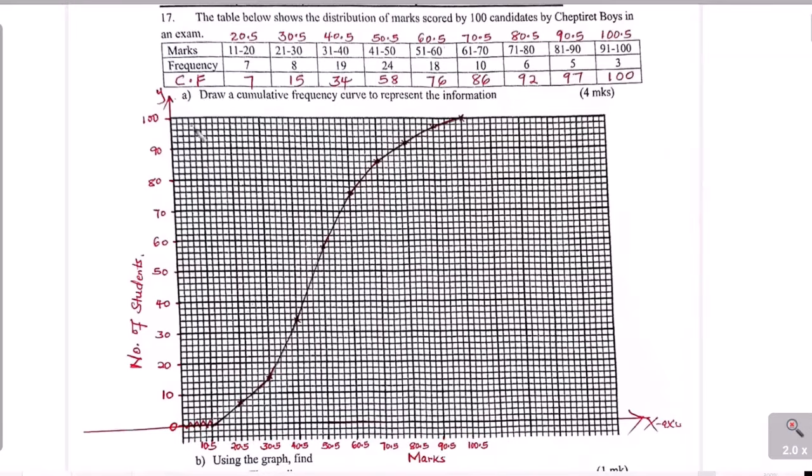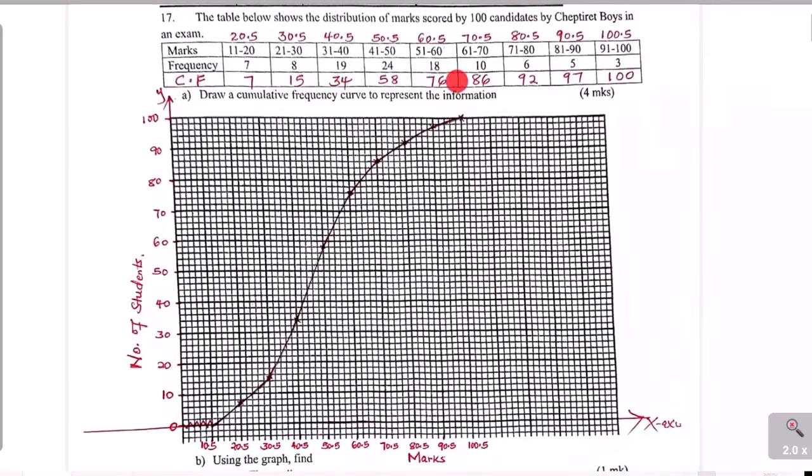Then when it comes to the y-axis, you need the cumulative frequency. You know how to get these. The first one is 7. You add 7 plus 8, you get 15. 15 plus 19, 34. 34 plus 24, 58. 58 plus 18, 76. 76 plus 10, 86. 86 plus 6 is 92. 92 plus 5, you get 97. 97 plus 3, 100. This is the cumulative frequency, and it should come on the y-axis.